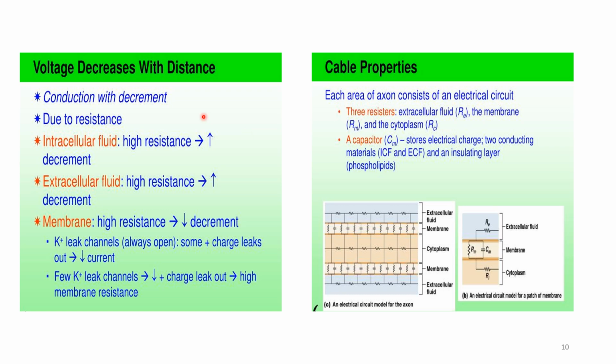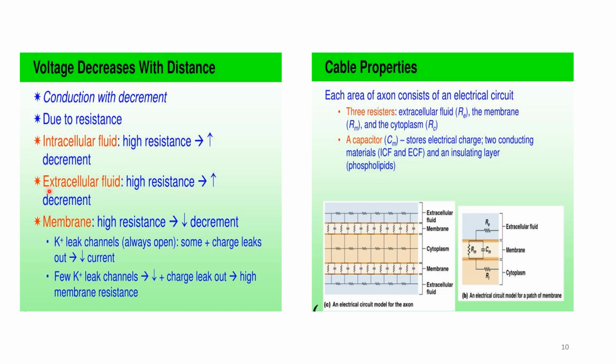Here you can see the same thing. Voltage decreases with the distance. So there is decremental conduction. Why is it happening? It is happening because of the resistance. Here you have three resistors. Three types of resistance are there. Each area of the axon consists of an electrical circuit that you know, and it has three resistors. What are those three resistors?